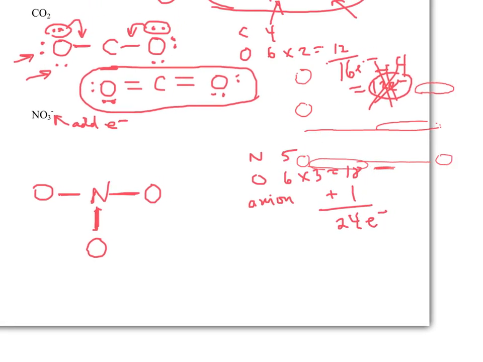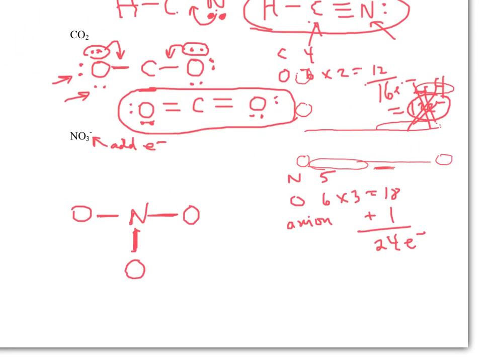All right, 24 electrons to play with, but I've already used 6. I drew 3 single covalent bonds from the nitrogen out to each of the oxygens. So we've used up 6. That's going to leave us with 18 electrons left over.